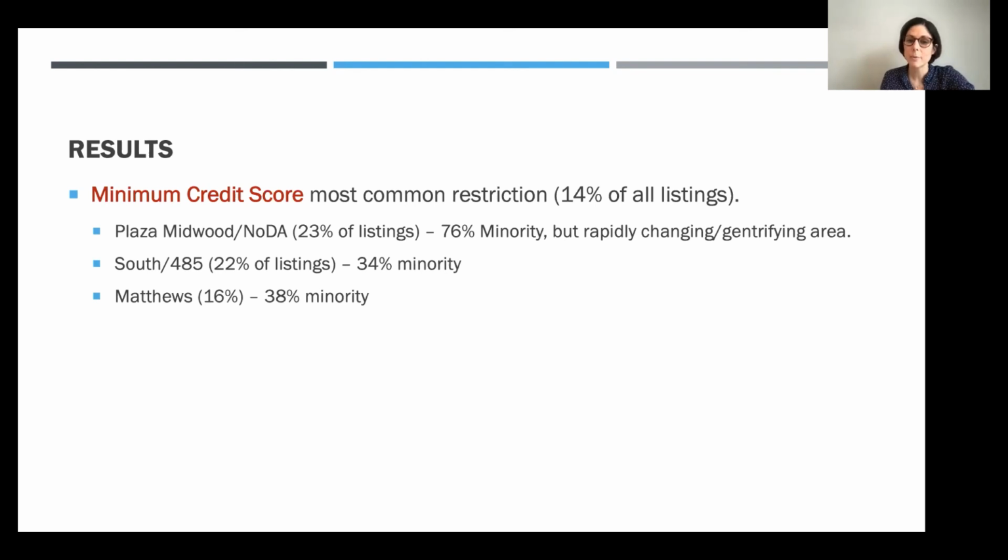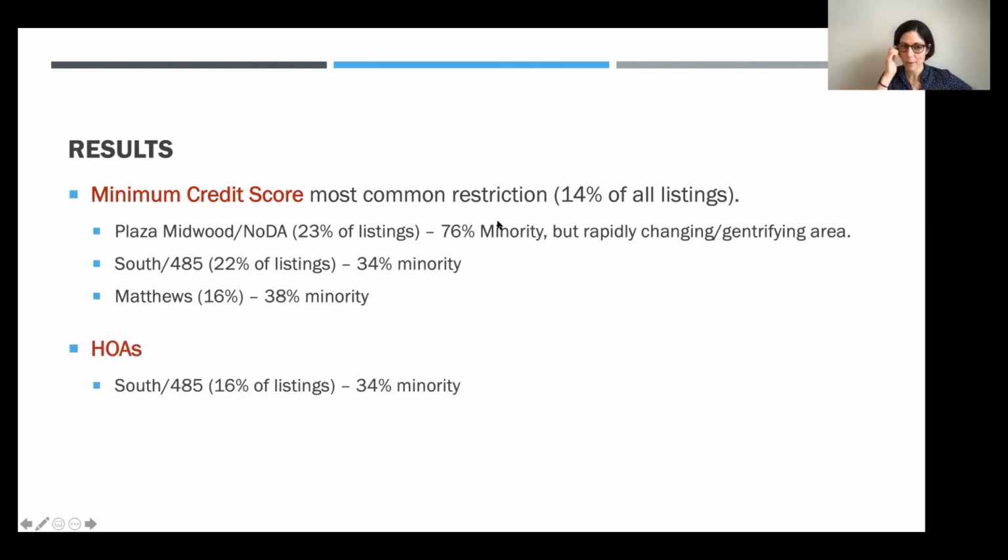So this was the restriction most explicitly listed in the rental listings, about 14% of all listings. They were most common in less minority neighborhoods. And this one is an exception. This is Plaza Midwood, but as I mentioned, NoDa is the most famous gentrified neighborhood in Charlotte, so this is a little bit of a fuzzy area. It's classified as minority, but it's rapidly changing and gentrifying.